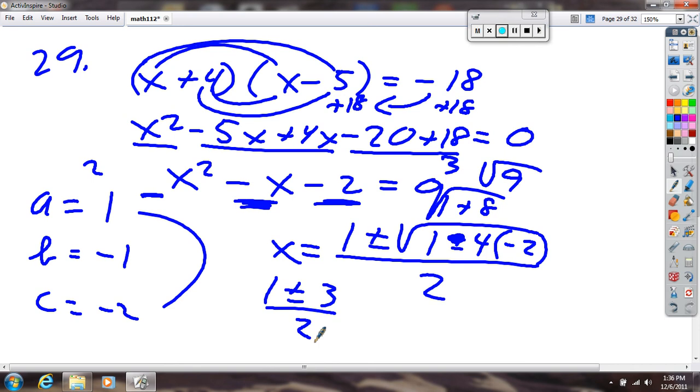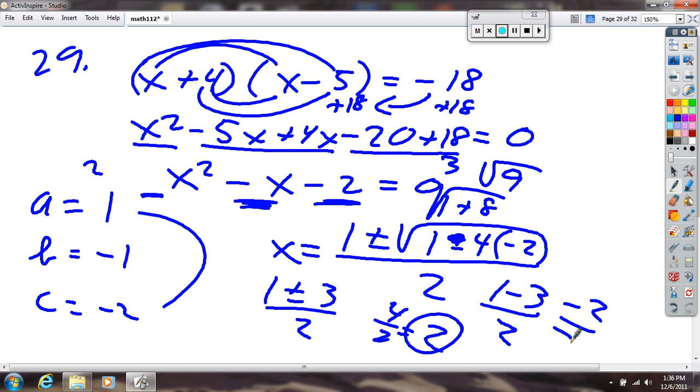What's 1 plus, forget the minus, what's 1 plus 3? 4 over 2 is 2. There's an answer. Then forget the plus sign, use only the minus. 1 minus 3 over 2. That's a negative 2 over 2, which is a negative 1. And that's your second answer. 2 and negative 1. That is doing a problem using the quadratic formula.